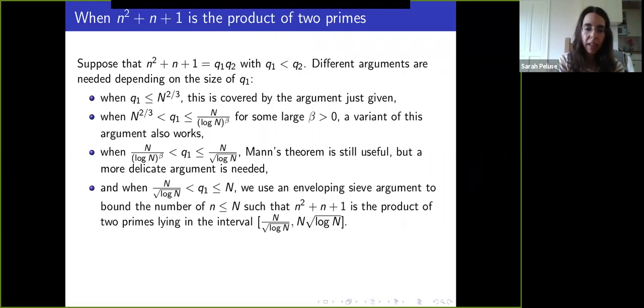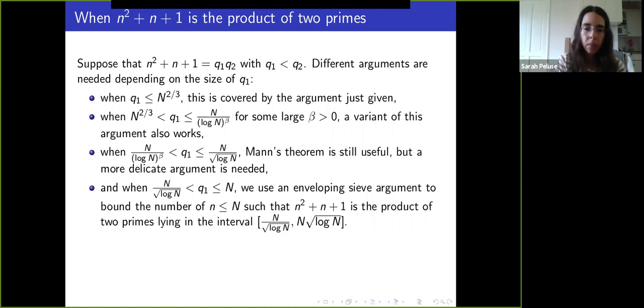And finally, when q1 is really close to n, actually completely forget anything about perfect difference sets and just show that the number of n below big N, such that n squared plus n plus 1 is the product of 2 primes that are very close together, is very small. And I do this using an enveloping sieve argument.